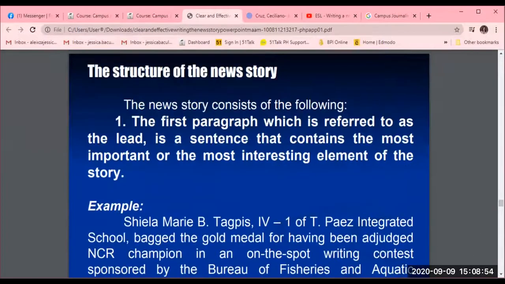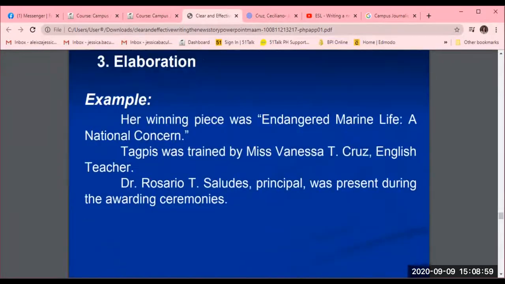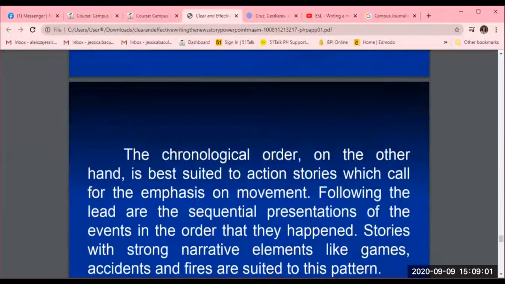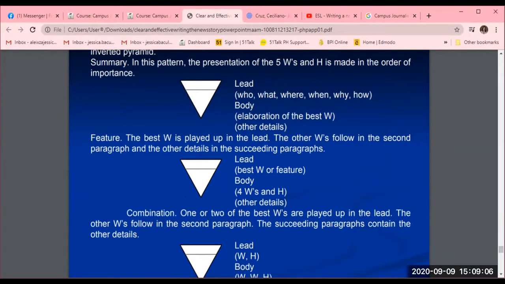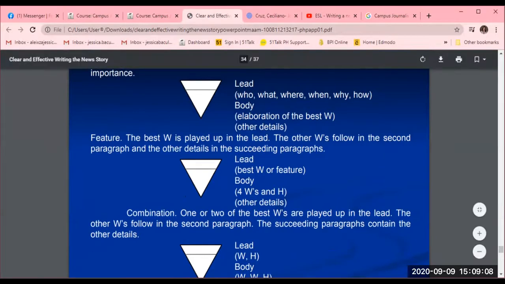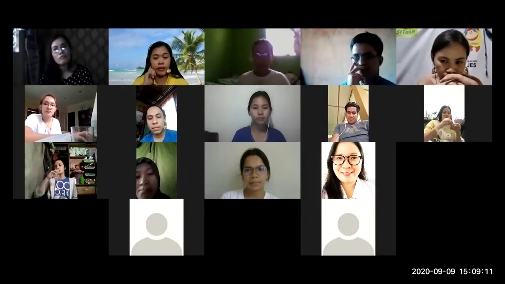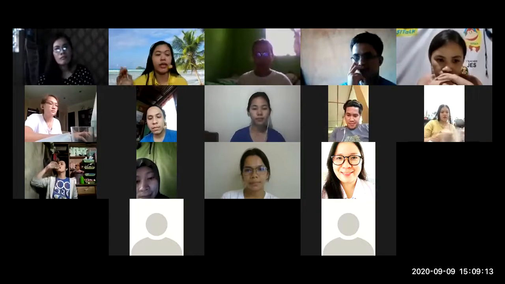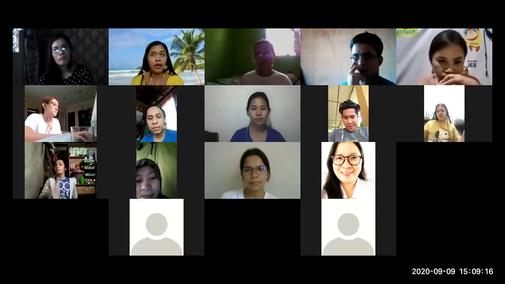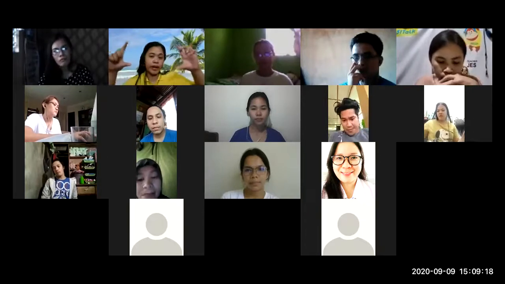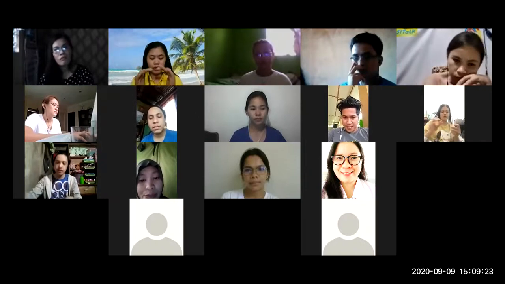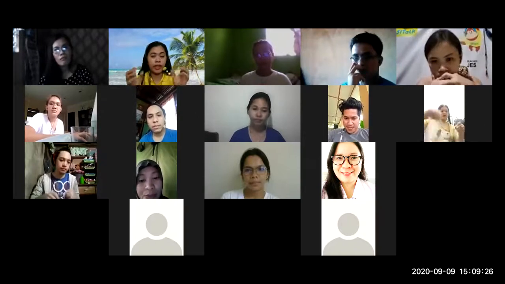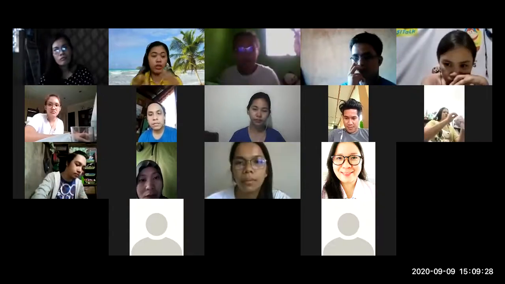And basically, the first one is the basic structure of news, the inverted pyramid. I hope you answered that one in the previous quiz. Very basic na siya in news writing, inverted pyramid yun ang structure. The first paragraph should contain the lead, which contains all the information necessary. The body, or the second part of the inverted pyramid, is just additional information.